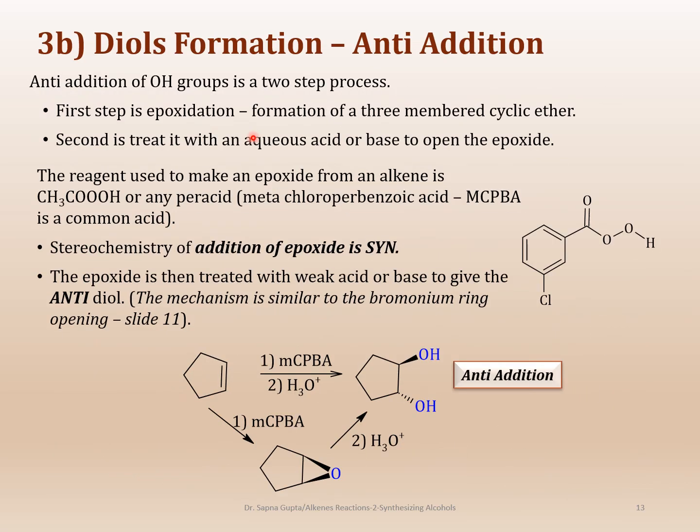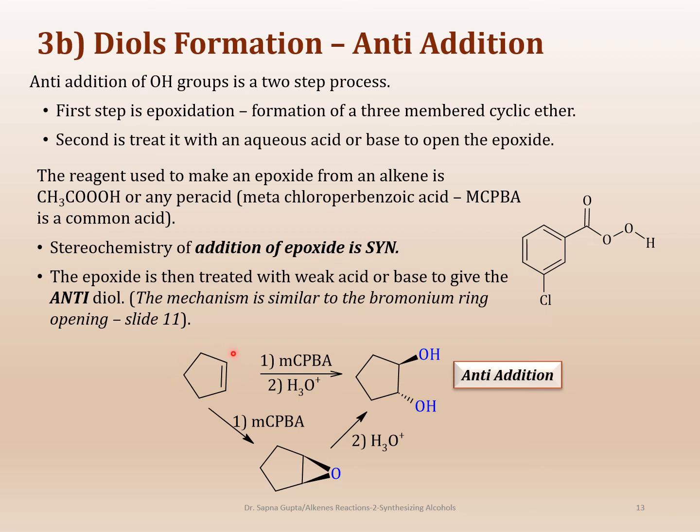Okay, so now for the anti-addition. We just finished the syn addition. So what if you don't want the alcohols on the same side? If you want them on the opposite side, then it's a two-step process. You can't do it in one step, and you need very specific reagents. So let me go over this with you first, and then we'll talk a little bit more.